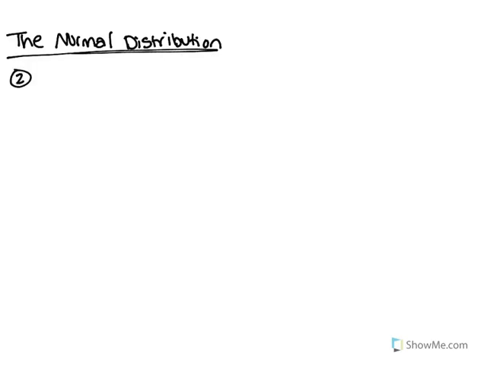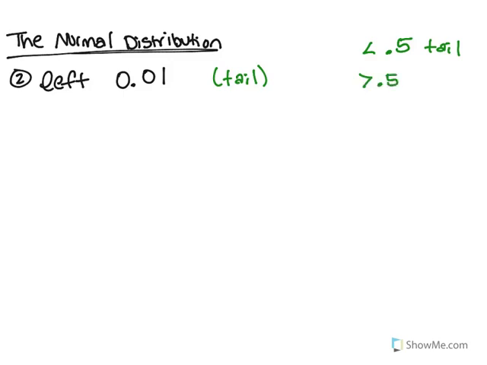Number 2 says determine the z-score for which the area under the standard normal curve to its left is 0.01. So what is that, a tail or a body? It's a tail, okay? Tail measurements have to be less than 0.5. That represents tails. Anything greater than 0.5 would be considered a what?